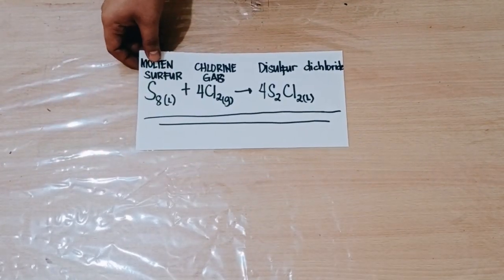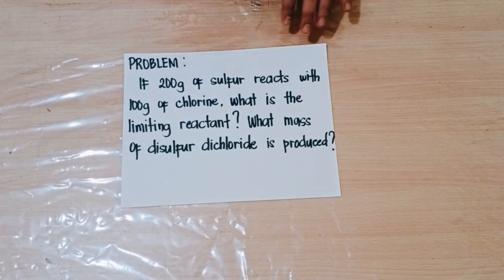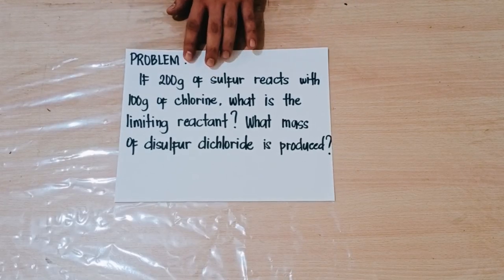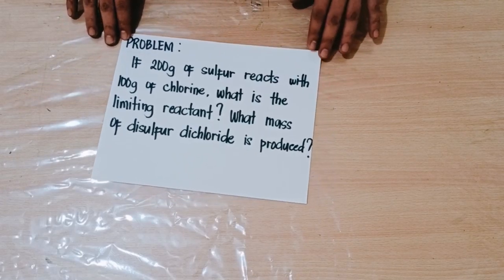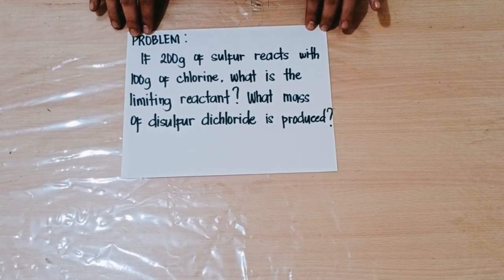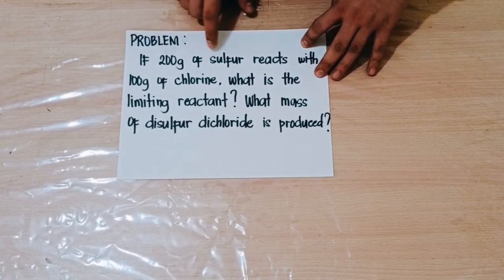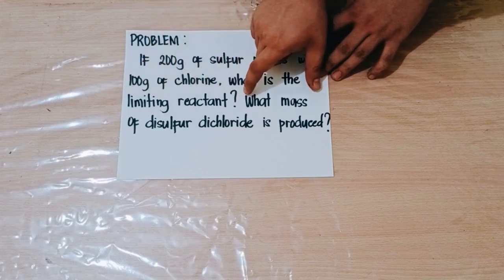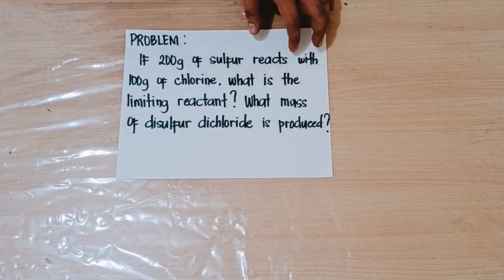So, let's have now the problem. How to solve this reactant problem? So, to solve that, we have here the problem. The problem is, if you have 200 grams of sulfur that reacts with 100 grams of chlorine, what is the limiting reactant? Or what mass of disulfur dichloride is produced? Again, in this equation, we have two problems. We have what will be the limiting reactant and what will be the mass of disulfur dichloride. So, how are we going to calculate this problem?